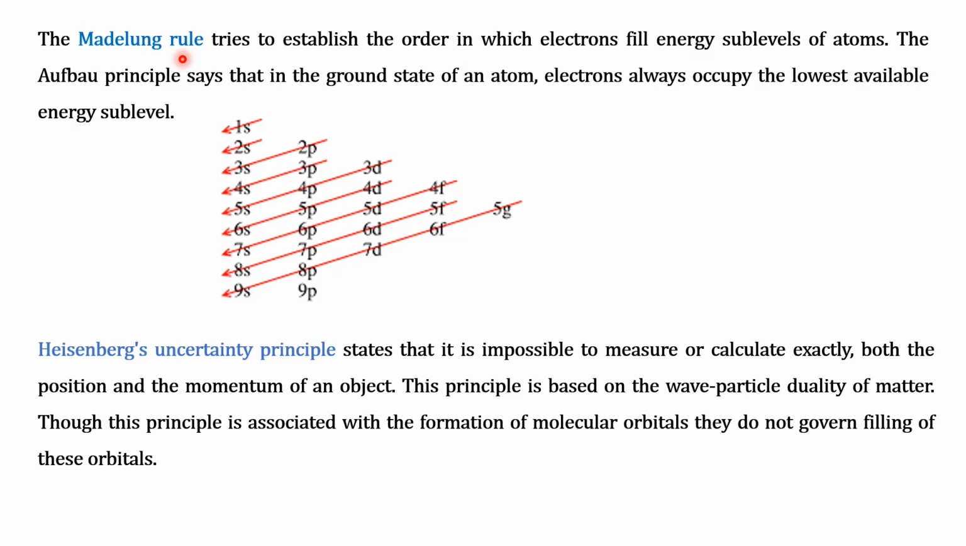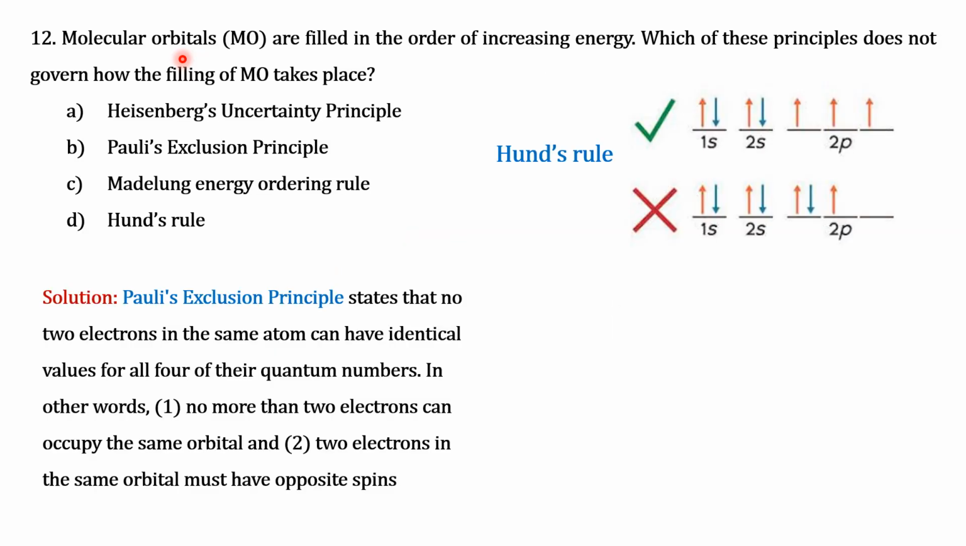So next is the Heisenberg uncertainty principle. The Heisenberg uncertainty principle says that it is impossible to measure or calculate exactly the position and momentum of an object. So it is based on the wave particle duality of matter. We know that for deriving molecular orbitals, we use the Heisenberg uncertainty principle and wave functions. But be very specific: if you observe this question, they are asking which of these principles do not govern how the filling of molecular orbitals takes place. So that is the key word over here.